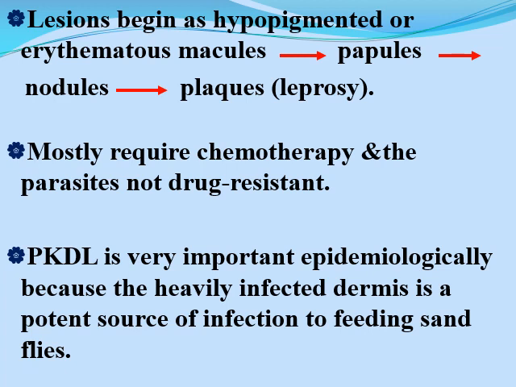The lesion began as a hyperpigmented or erythematous macule, then led to papules, nodules, and plaques, resembling leprosy, and spreads over the whole body. Mostly it requires chemotherapy, and the parasite does not show drug resistance, so it can be treated. PKDL is very important epidemiologically because the heavily infected dermis is a potent source of infection to feeding sandflies, especially in the anthroponotic type of visceral leishmaniasis.